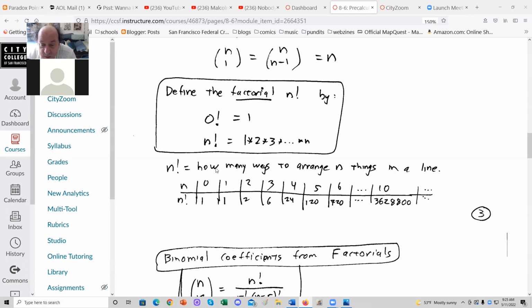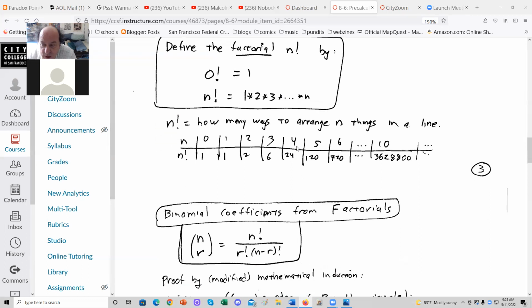It also equals the number of ways to arrange N things in a line. If you have N things, there's N choices for the first thing, N minus 1 for the second thing, N minus 2 for the third thing, and so on down the line until the last thing is just one choice.